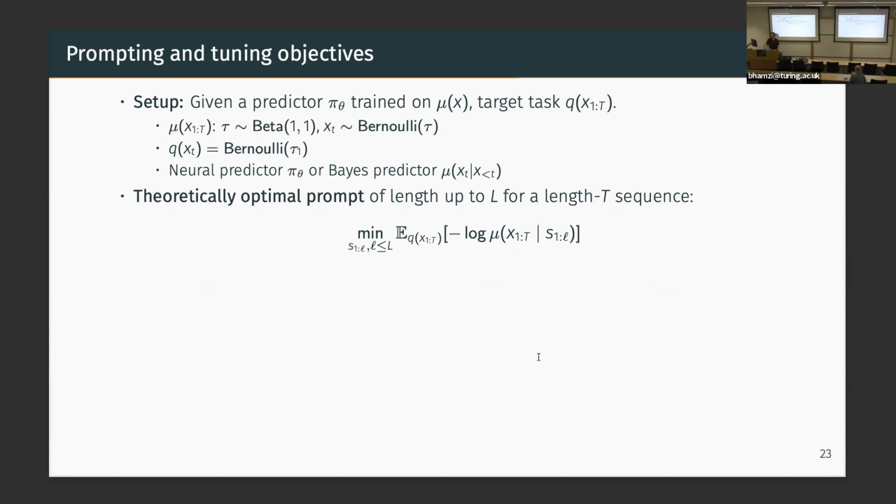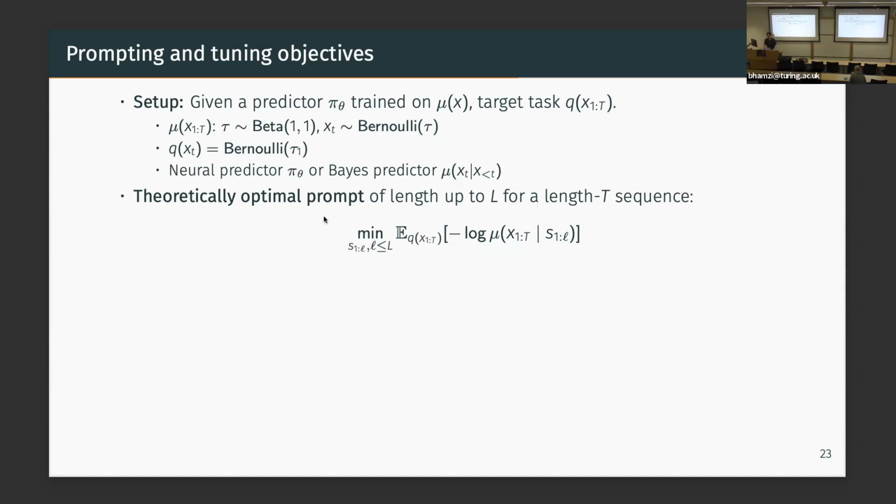So now we're given a predictor. Our predictor has been trained on this mu, all possible tasks and binary sequences. That's all we had before. Now there's a task Q, which is a Bernoulli sequence given a particular value of tau1, which we don't know. So let's say we know the value of tau1, but then we want to prompt a predictor to behave like this distribution. We can take neural predictors or Bayes predictors, and do some empirical analysis on how easy or hard it is to steer them.